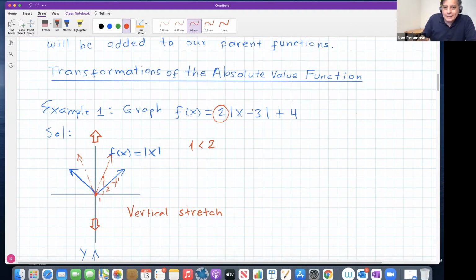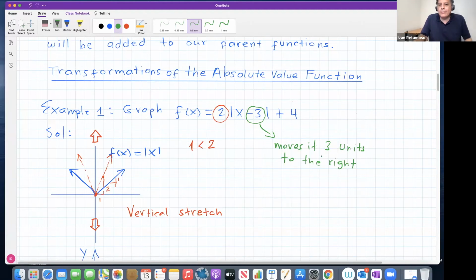Next, there is now the number -3 here. What is this telling us? This -3, since it's associated to the input value, is called a horizontal shift. And what is it going to do to our parent graph? Move it 3 units to the right. We kind of do the opposite of what this suggests. This looks like left on the number line, but we move 3 units to the right.